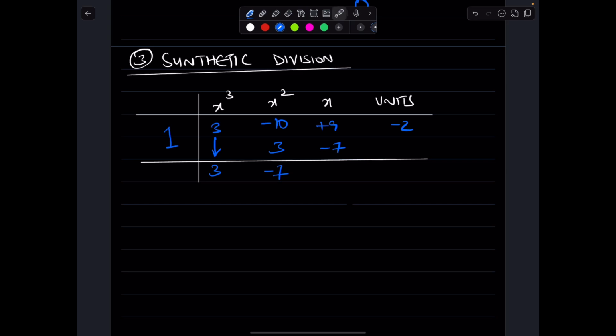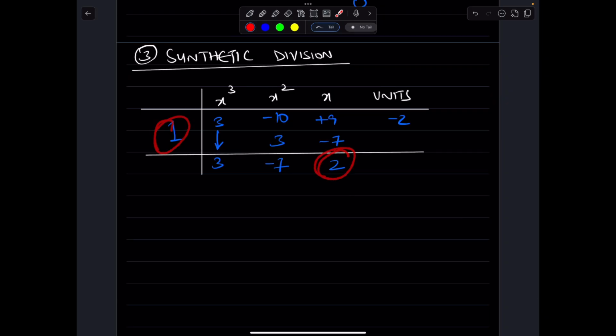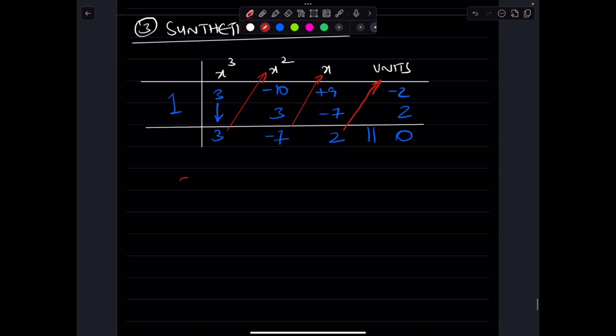And then plus 9 minus 7, with simple addition and subtraction, will give us 2. And then 1 multiplied by 2 will give us 2 which we'll write here. And minus 2 plus 2 is 0. Now, how can we form our quadratic equation? That is like this. We'll make arrows which will allow us to form our quadratic equation.